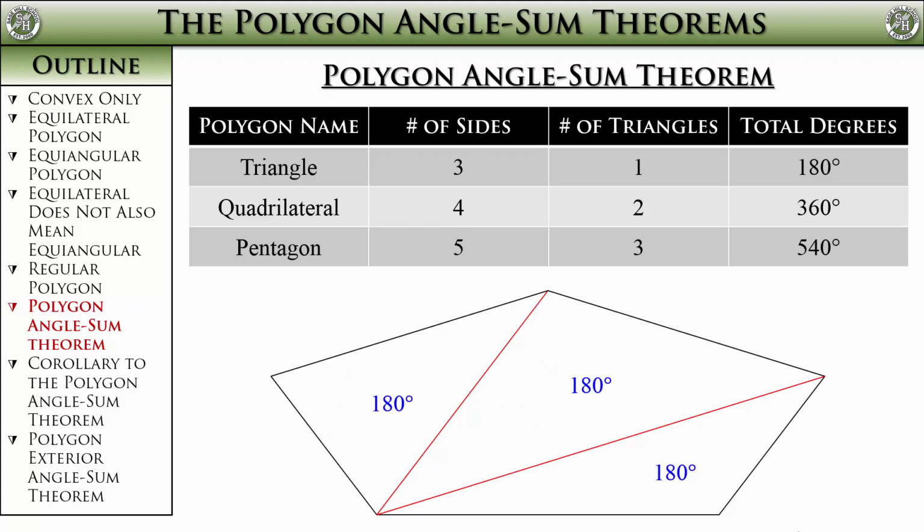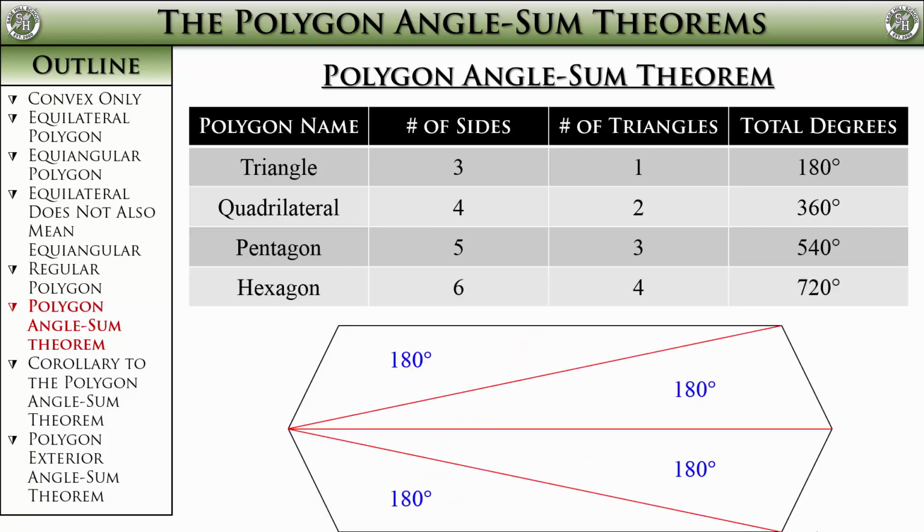So the pentagon had 540 degrees in total. Finally, I showed you what happened to the hexagon. It started with 6 sides, which ended up forming 4 triangles. Each triangle was 180 degrees, so 4 times 180 degrees is 720 degrees in total.